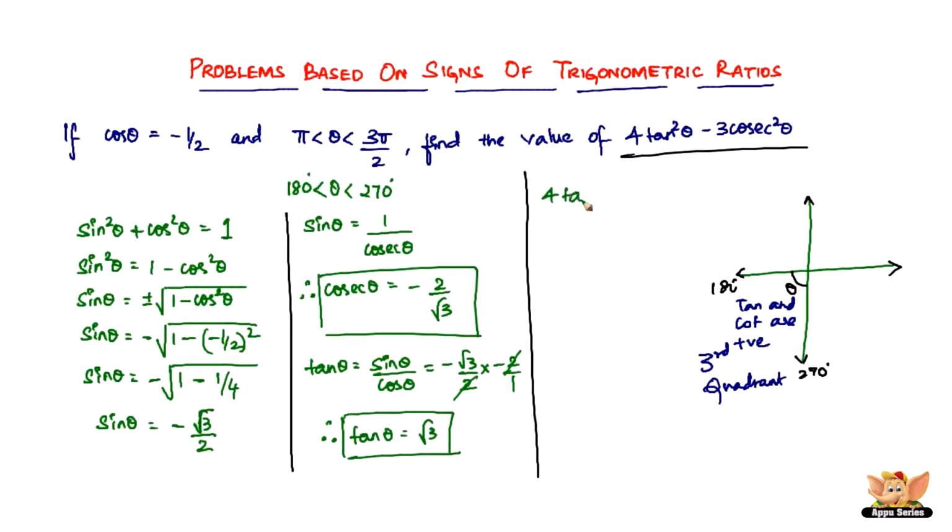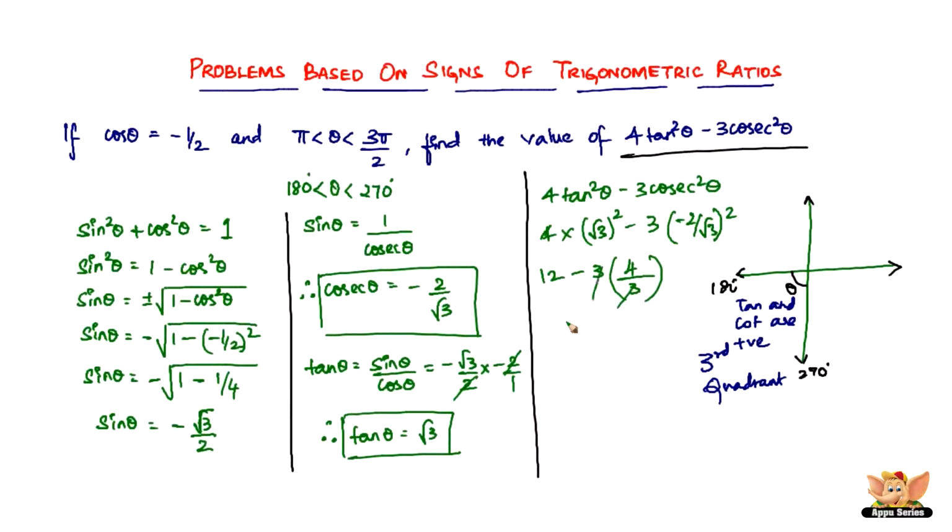So 4 tan square theta minus 3 cosecant square theta. So 4 times the square of the tan theta value, which is root 3 the whole square, minus 3 times cosecant theta, which is negative 2 by root 3, the whole square again. Root 3 the whole square is going to be 3, so 3 times 4 is 12, and minus 3 times minus 2 into minus 2 is 4, and root 3 into root 3 is just 3. 3 and 3 get cancelled, and 12 minus 4 is 8. Therefore the value of 4 tan square theta minus 3 cosecant square theta equals 8.